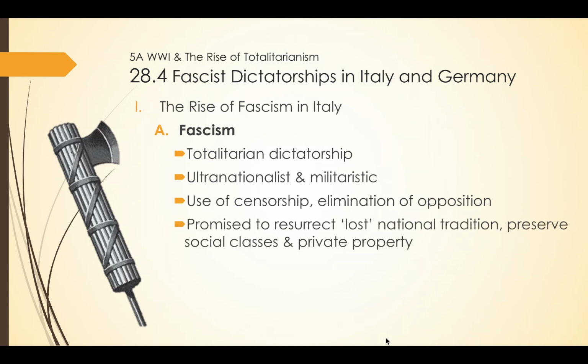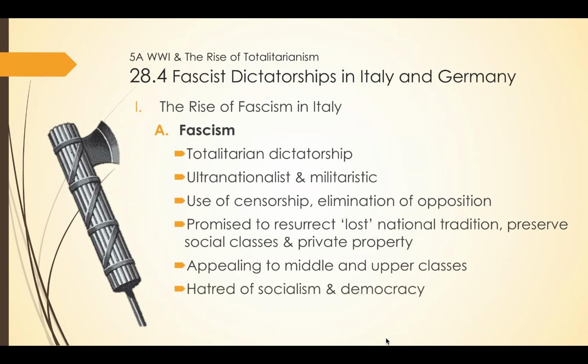Fascism was appealing to many Italians and Germans, the two countries that embraced fascism during this time, because it promised to resurrect the lost national traditions of those countries and to bring back the prestige and power that they once had before World War I. And it would do all this while preserving the existing social classes and making sure that individuals maintain their private property. This made this form of government very appealing to upper and middle classes. Finally, fascists despised socialism and democracy. One reason why fascism became so popular in places like Germany and Italy is because it initially claimed that it would prevent the spread of communism, which many people feared.